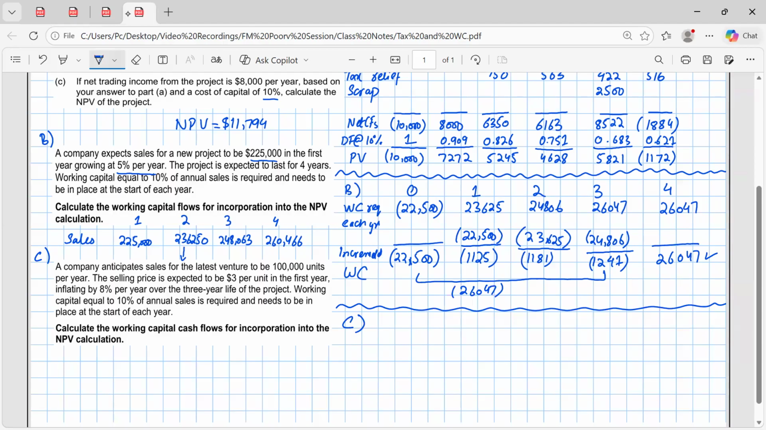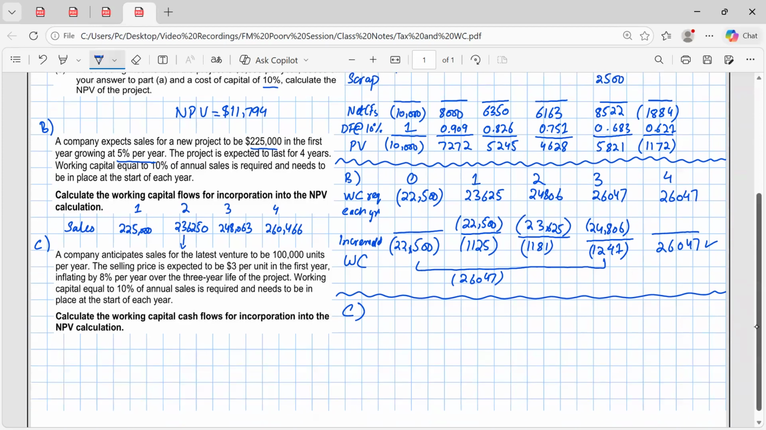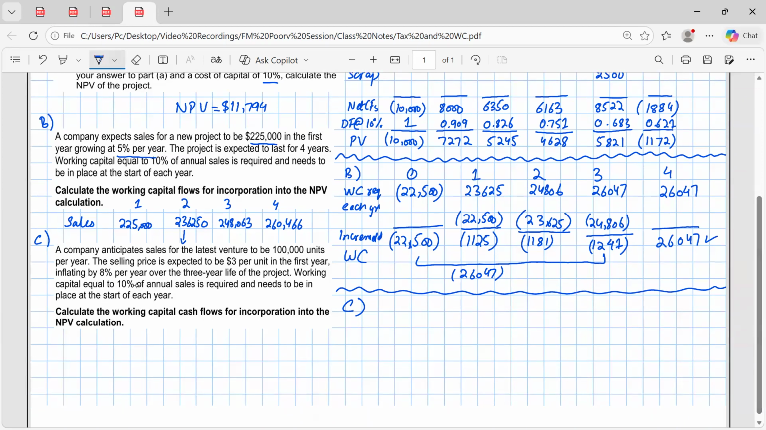Okay, now let's do this last part and finish the class. Please read the requirement. The requirement is to calculate the working capital. A company anticipates sales for the latest venture to be 100,000 units per year. The selling price is expected to be $3 per unit in the first year, inflating by 8% per year over the 3-year life of the project. Working capital equal to 10% of annual sales is required and needs to be in place at the start of each year.